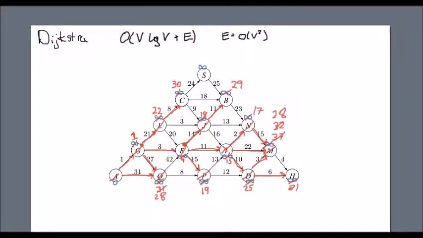So 29 is the next one. Well, we can't improve 17, so that's also done. 13, we can't improve this one, but we can definitely improve infinity. So we're going to go up here, we're going to get 54. Okay.